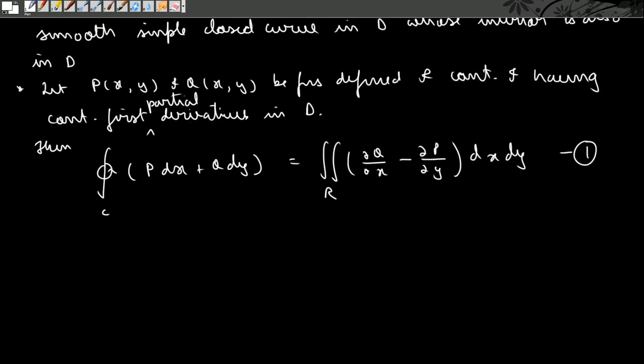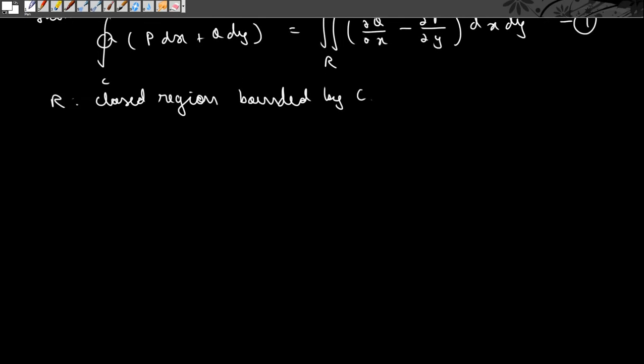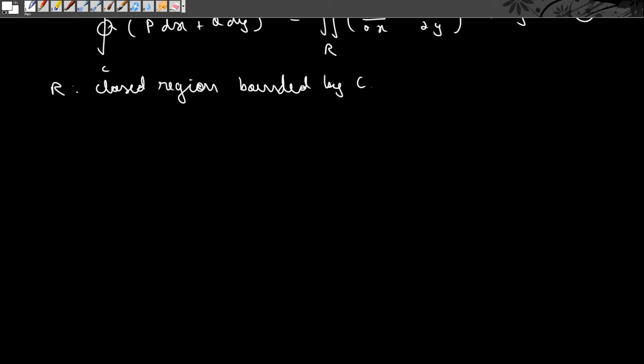So this is what the theorem says: the relationship between the line integral over the entire curve taken in the positive direction is equal to the integration over the region enclosed by the curve of the function ∂Q/∂x minus ∂P/∂y. Here R is the closed region bounded by the curve C.